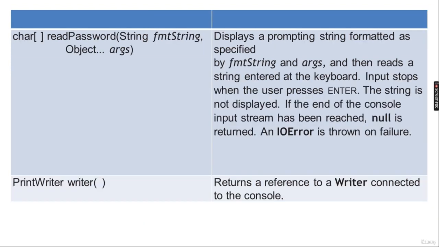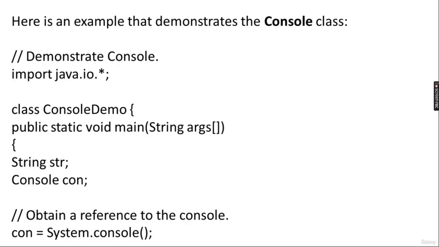Okay. Then char array readPassword(String format, Object... args) displays a prompting string formatted as specified by the format string and args, and then reads a string entered at the keyboard. Input stops when the user presses Enter. The string is not displayed. If the end of the console input stream has been reached, null is returned, and an IOError is thrown on failure. Then printWriter returns a reference to a Writer connected to the console.